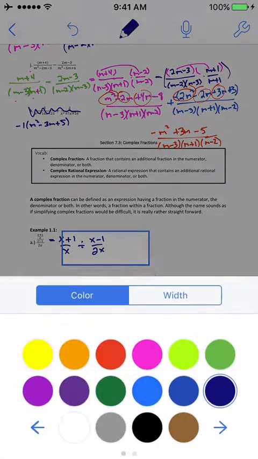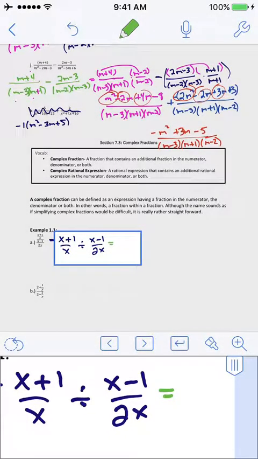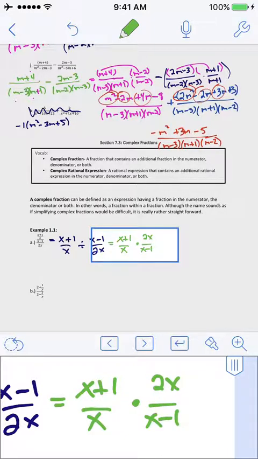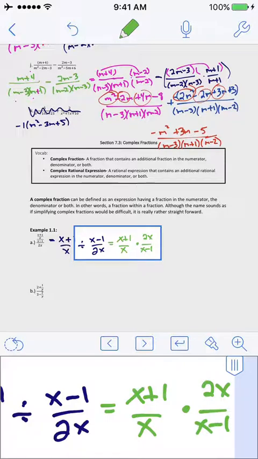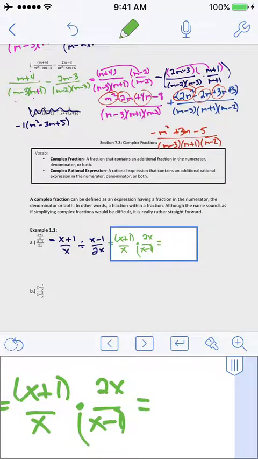Alright, now if we recall way back to 7.1, in order to divide two rational expressions, I need to use the reciprocal. So the first one stays the same, x plus 1 over x, times now, instead of dividing, 2 over x minus 1. Right, so instead of divided by this one, I'm multiplying by the reciprocal. Then I can play the cancel game. I have to be super careful though. Well, I can put them over one fraction. We can start with that.